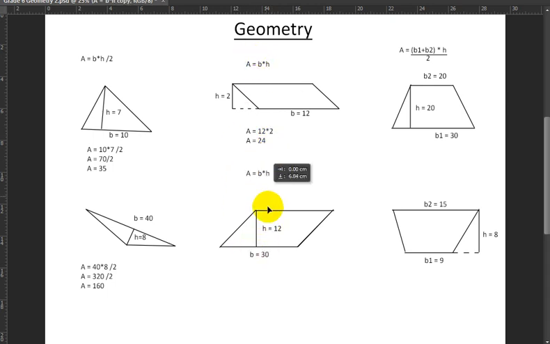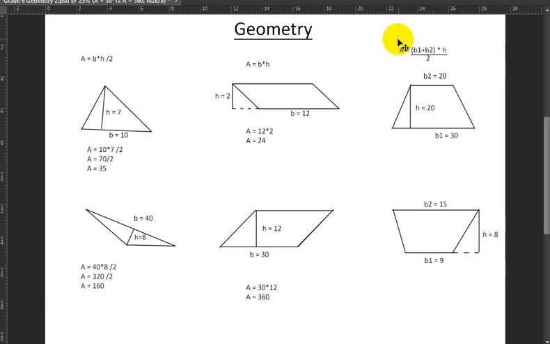So for the next one, B is 30 and the height is 12. So where B is 30 and H is 12, the area is going to be 30 times 12. And 30 times 12 makes 360. So that's the area of this parallelogram right here.